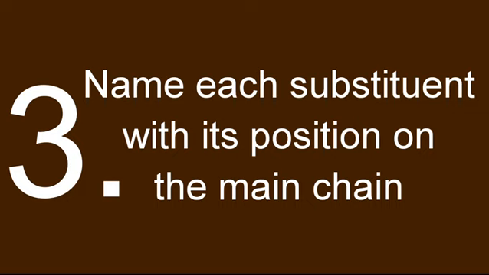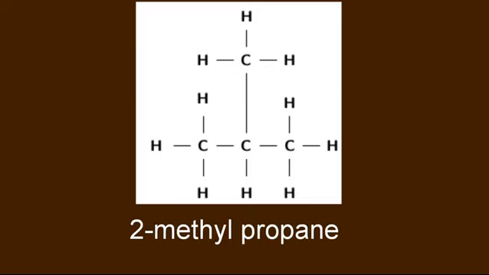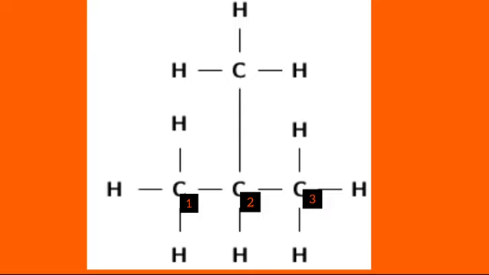Rule number 3, you will name each substituent with its position. Its position is the number of the carbon atom it is attached to. For example, this is 2-methylpropane. The 2 is the position of methyl on the propane main chain.